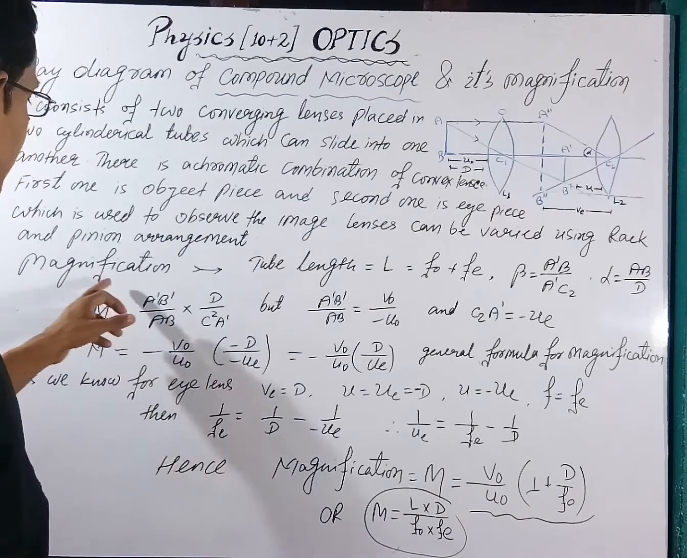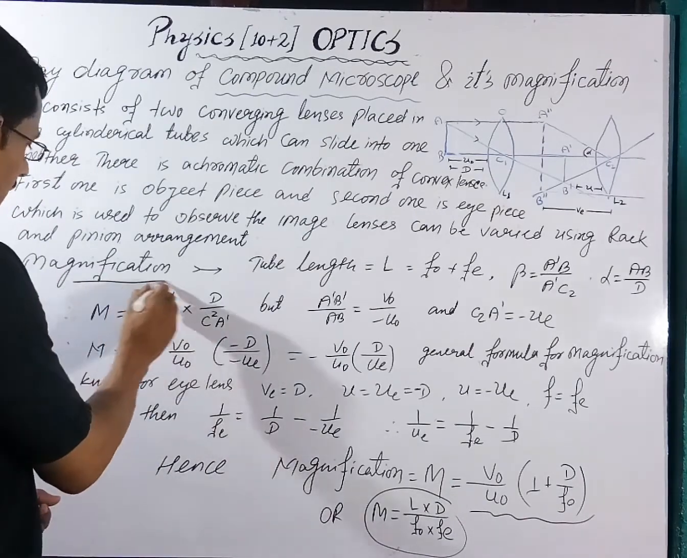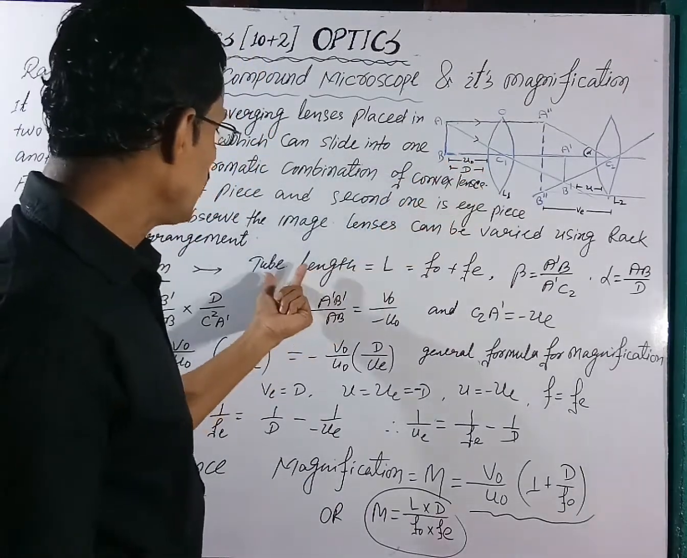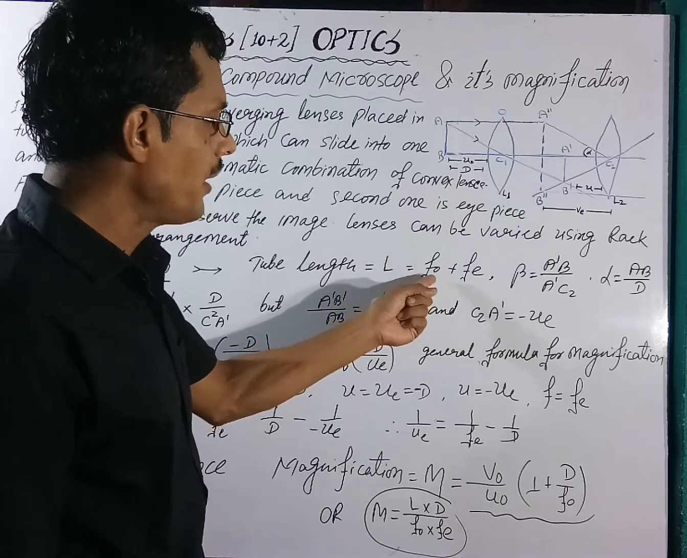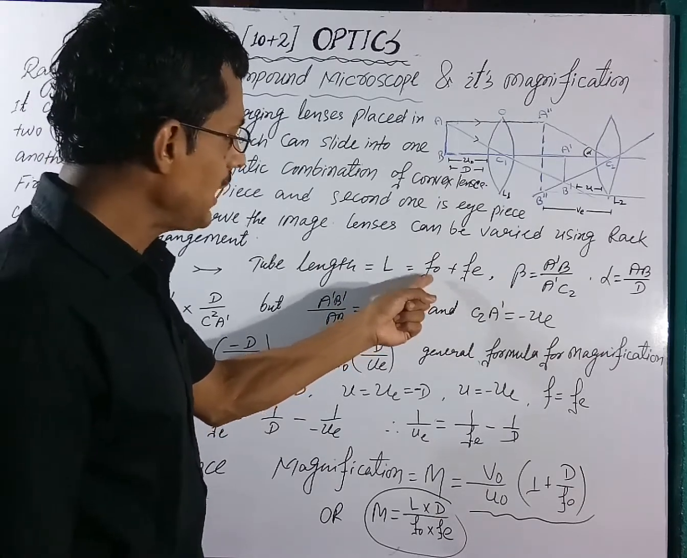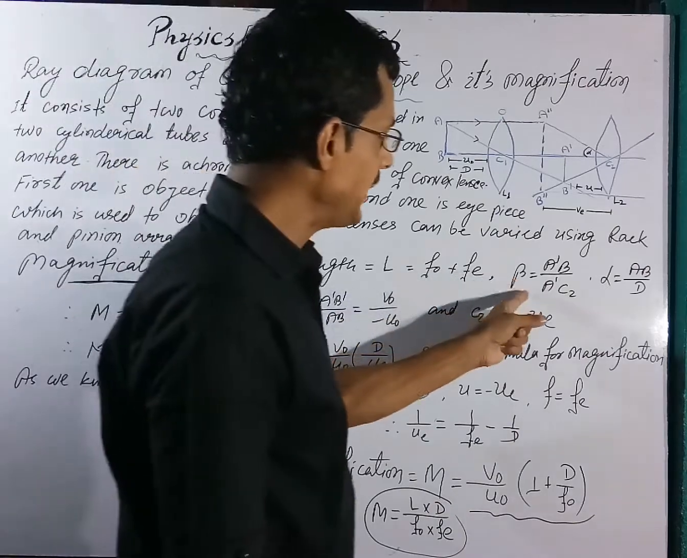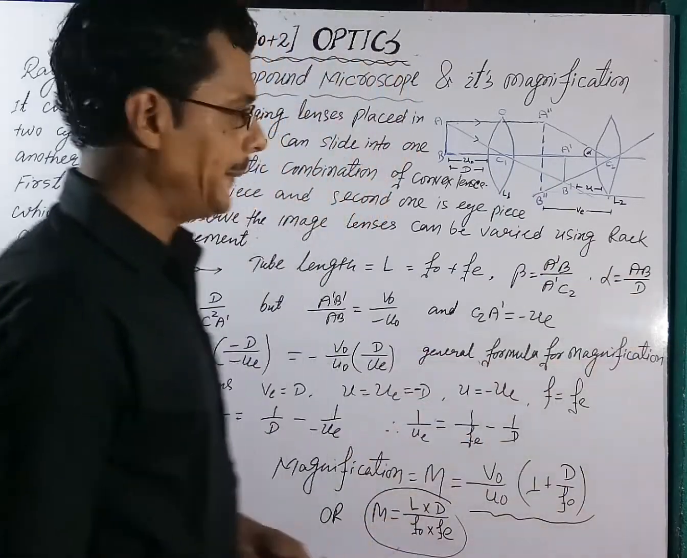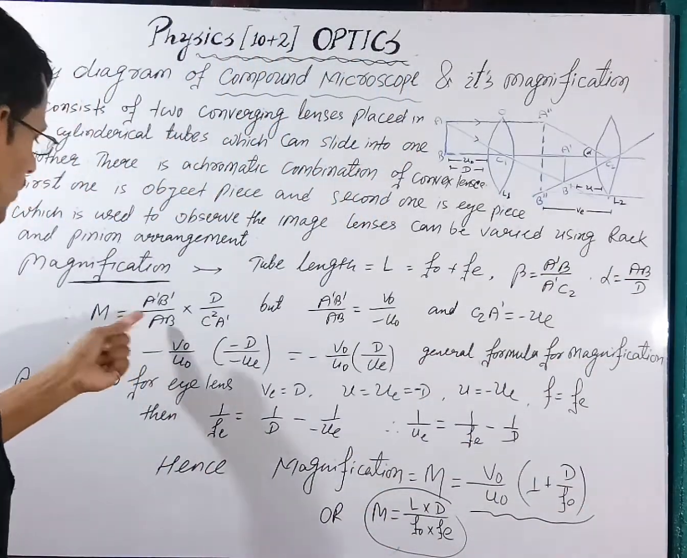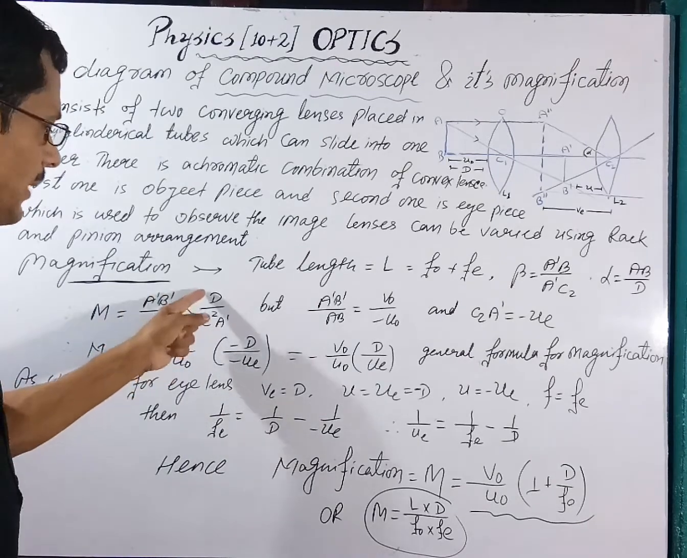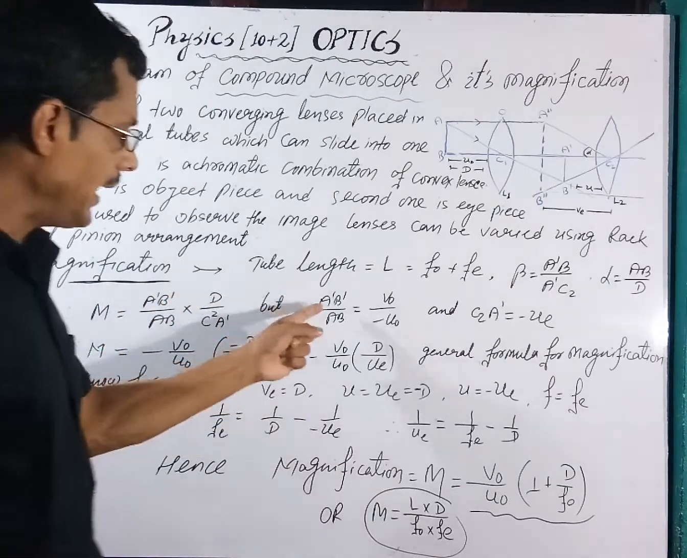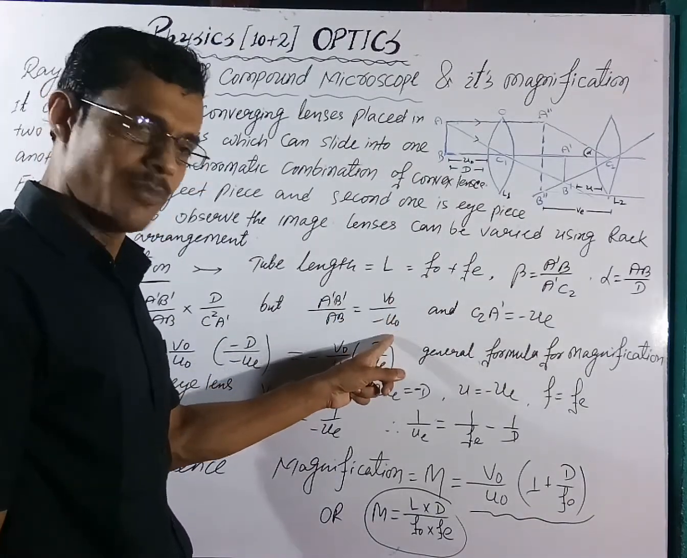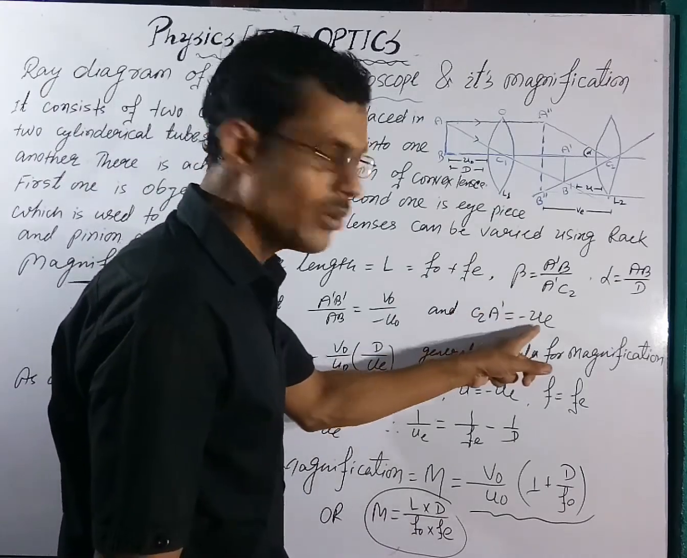Now students, we have to find out the magnification. So just write down here magnification. In the case of compound microscope, tube length would be L, that is focal length of object plus focal length of image. Beta is equal to A dash B dash by A dash C2 according to the figure, and alpha is equal to AB by D. So the magnification equals A dash B dash by AB into D by C2 A dash, where A dash B dash by AB is equal to VO by U. That means image divided by object, and C2 A dash is equal to minus UE.